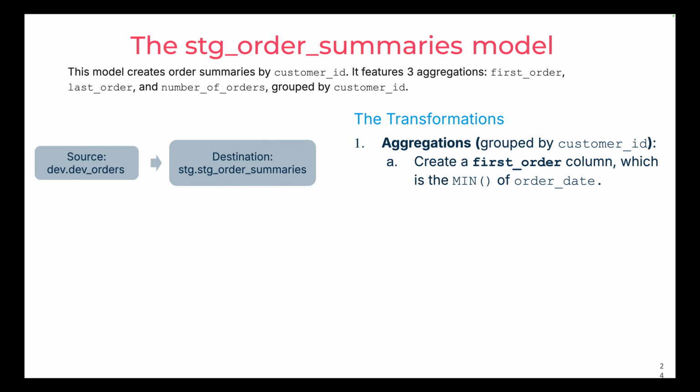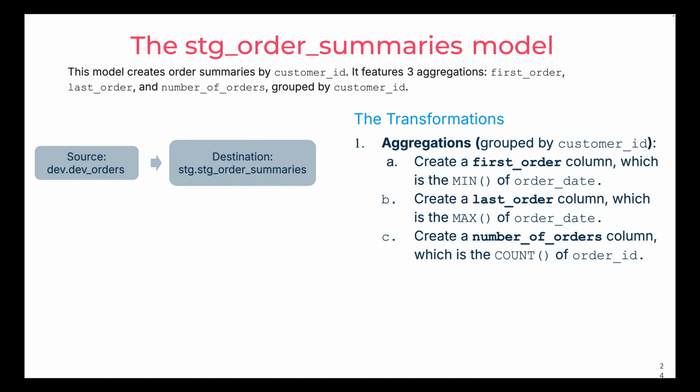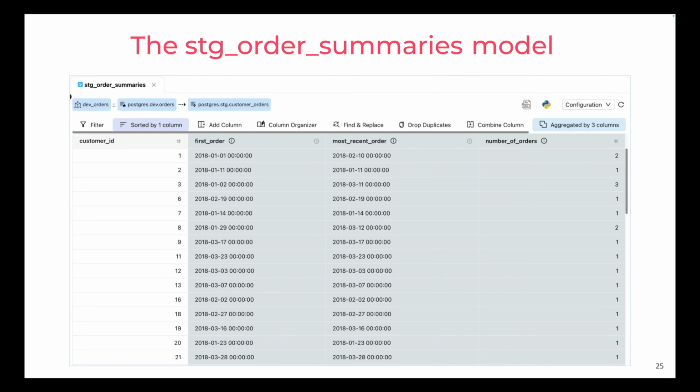We will create a first order column, which is the minimum of order date. We'll create a last order column, which is the maximum of order date. We'll create a number of orders column, which is the count of order ID. Then we'll sort by customer ID. This is how the finalized model will look like in Visitran. Now let's see how to actually get this done.